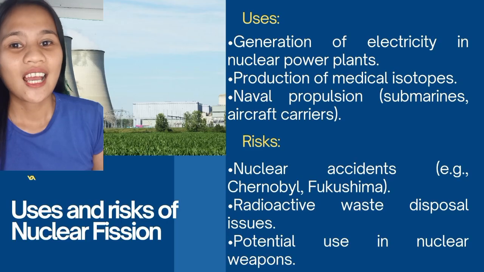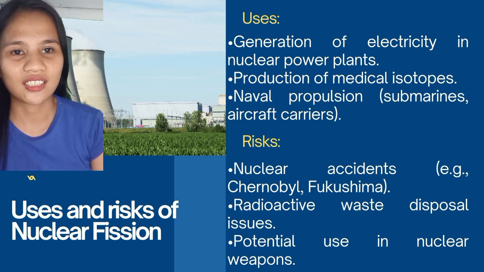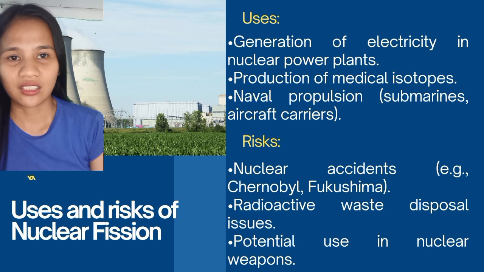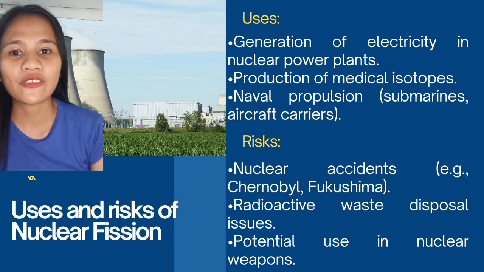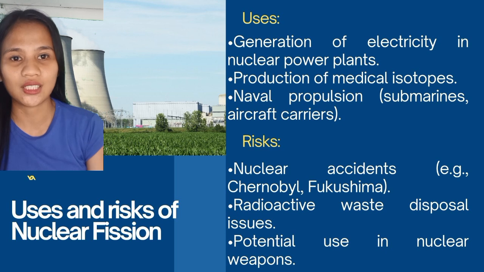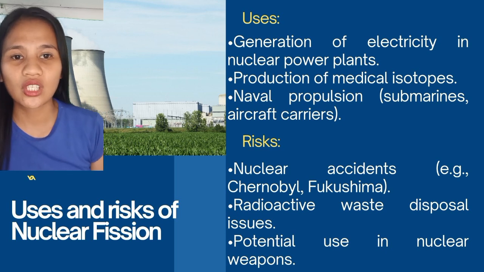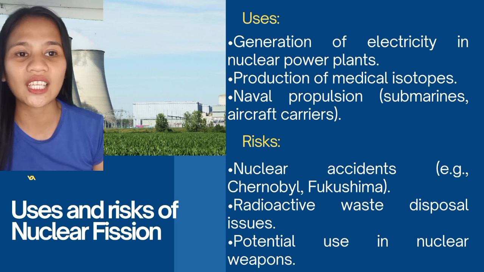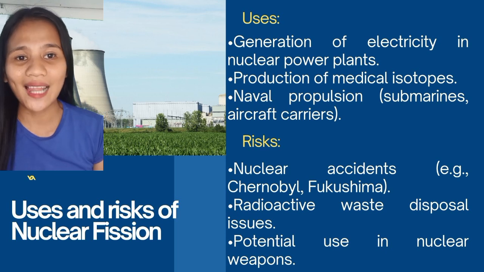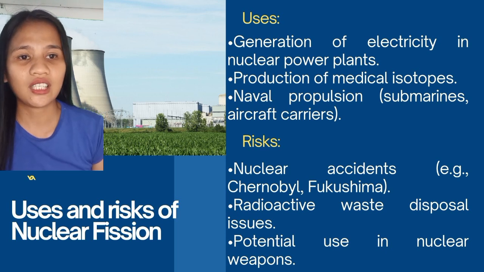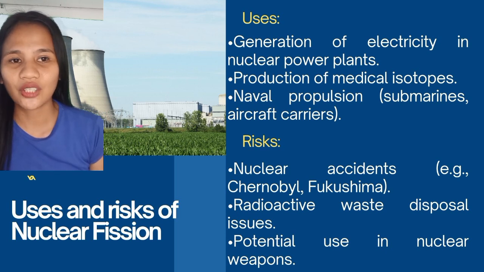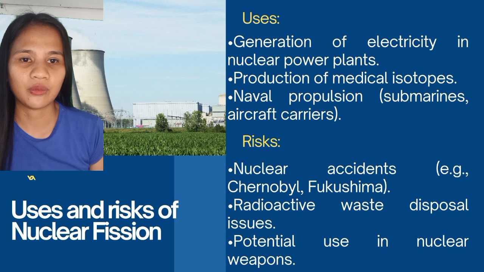Nuclear fission has advantages and disadvantages. One major advantage is high energy output. Nuclear fission produces millions of times more energy than burning the same mass of fossil fuels. It also produces very low greenhouse gas emissions, which helps in reducing air pollution and combating climate change. Plus, nuclear power is very reliable. Plants operate around the clock and are not affected by weather like solar and wind power.